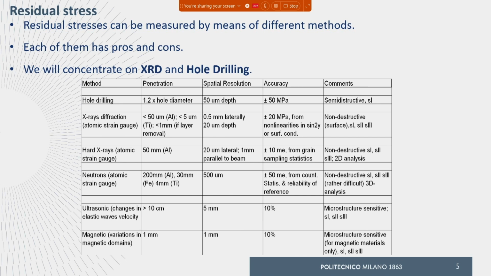Here we have a scheme of some of the most widely used methods for residual stress measurement. I have told about hole drilling, XR diffraction. Then we have the atomic strain gauge, neutron diffraction. And then you have ultrasonic elastic wave velocity measurement, ultrasonic method, and magnetic methods.